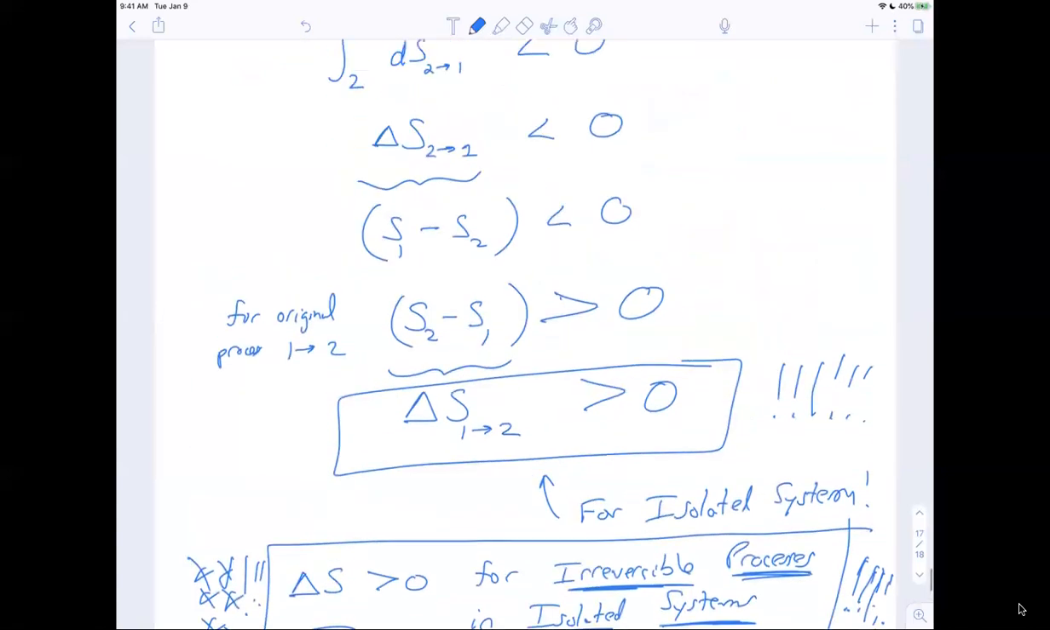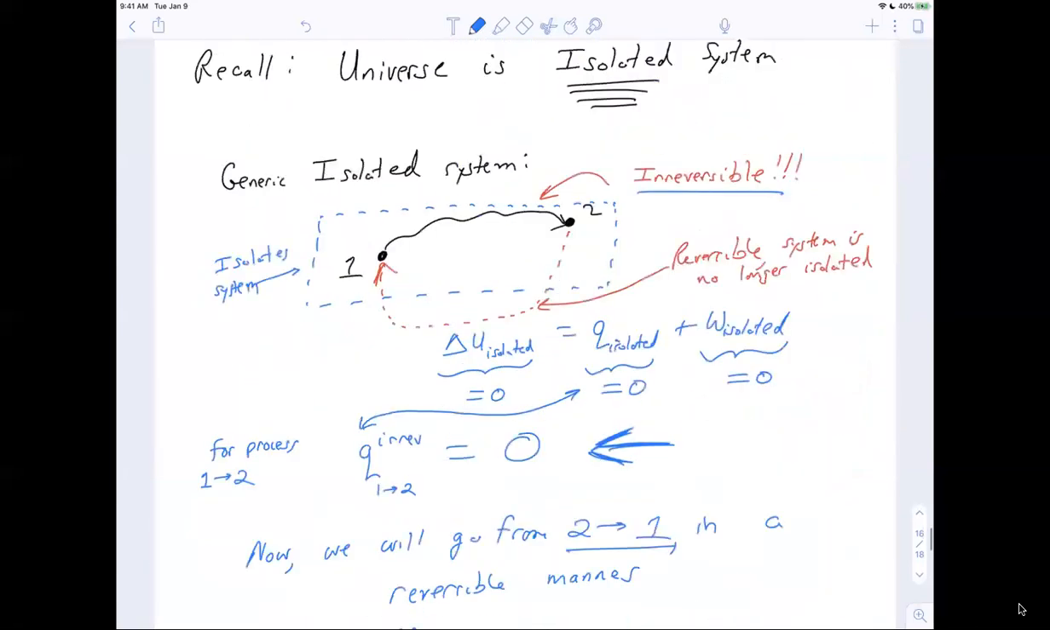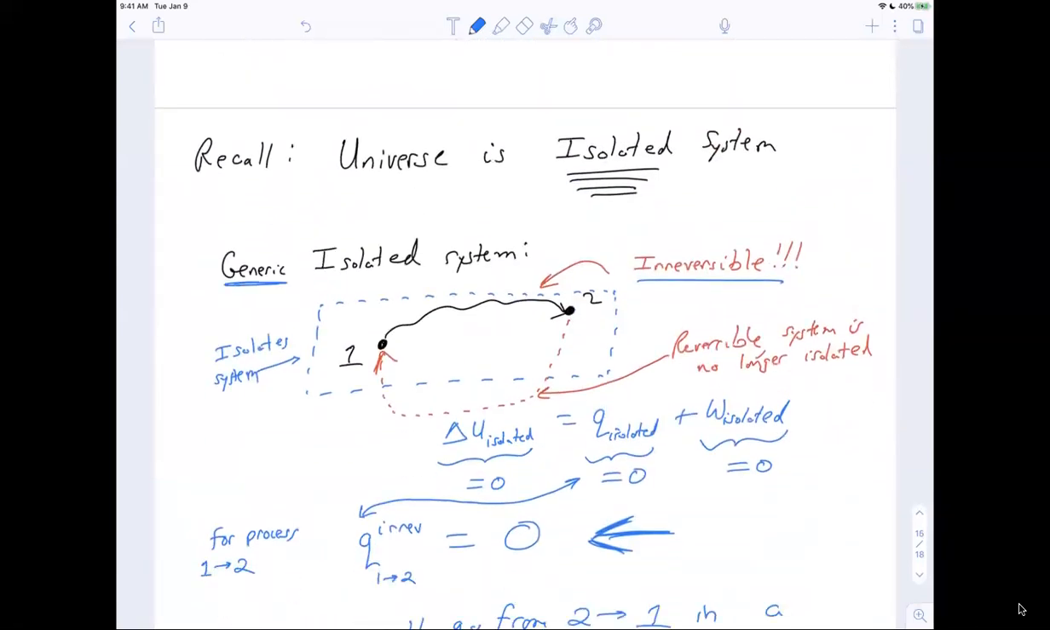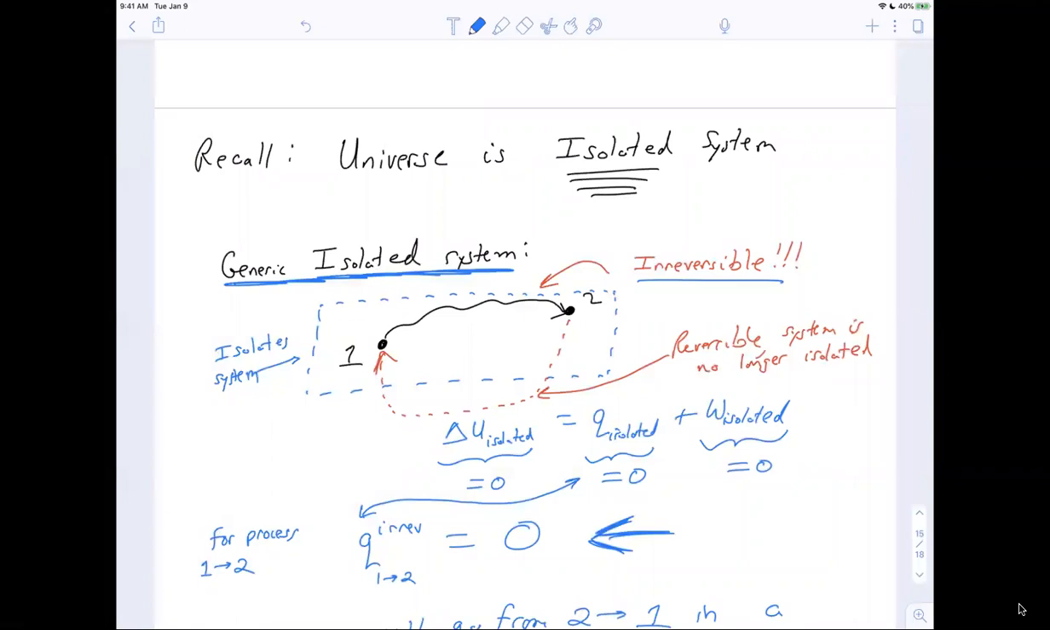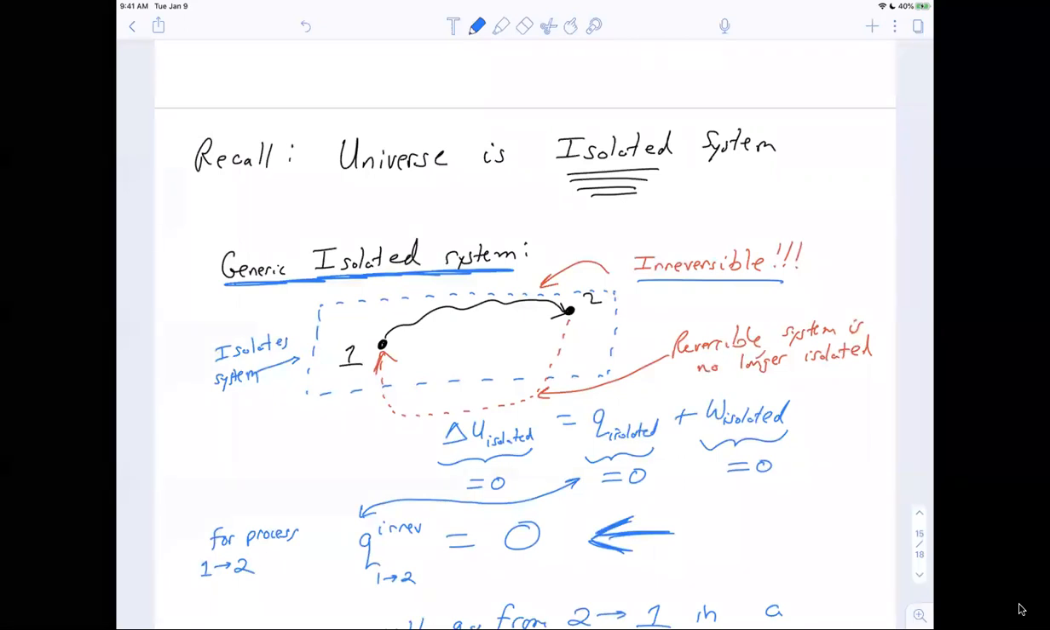Last class, we considered a general isolated system that undergoes an irreversible process. That's signified by this black curve that's surrounded by this dashed blue line to indicate a very rigid and insulated boundary between the system and the surroundings. Because it's rigid and insulated, we consider the system isolated as it goes from equilibrium state 1 to 2 in an irreversible fashion. The question we were after is, what's the entropy change?